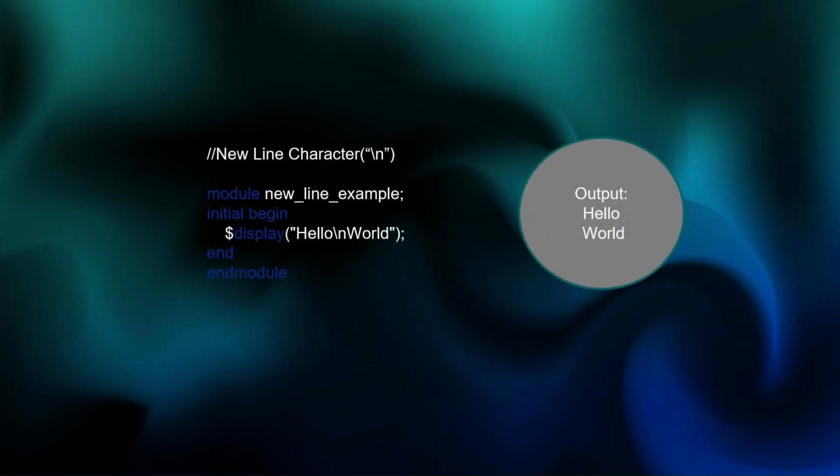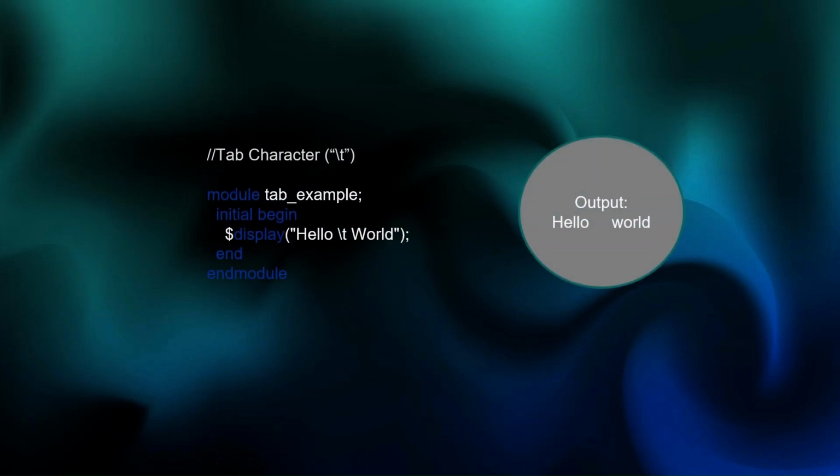This example demonstrates the use of the new line escape sequence \n. The $display function outputs hello followed by a new line character and then world. This is useful for formatting output where you need to display text on separate lines.